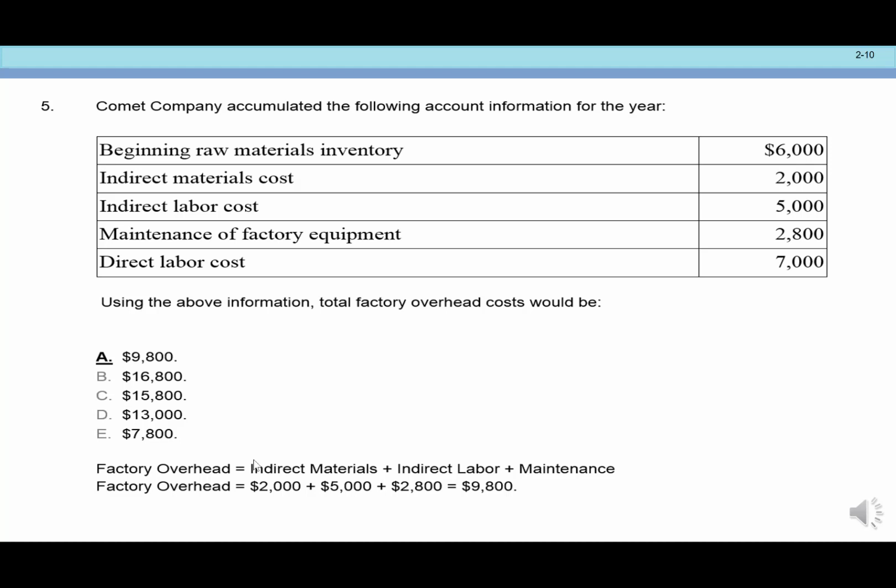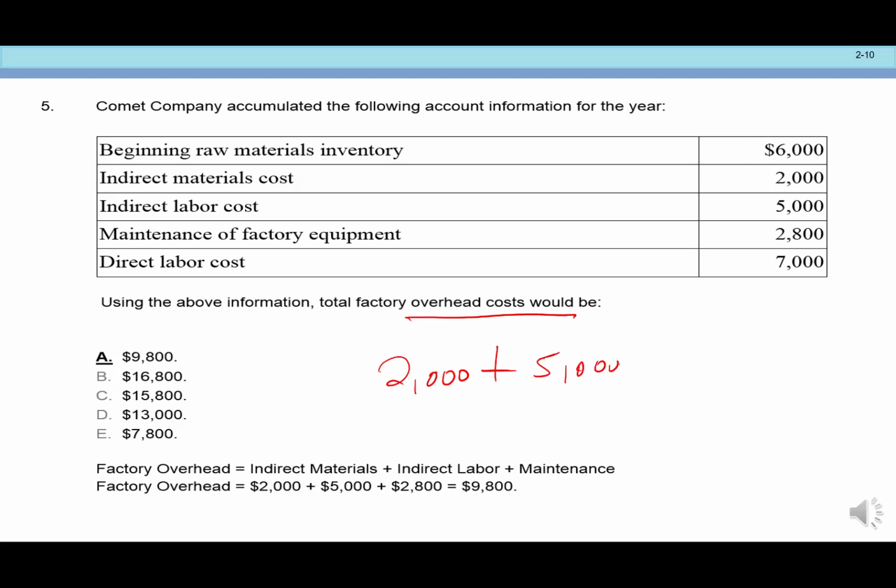Okay, good. So, using the above information, total factory overhead. If we're looking for overhead, we're looking for indirect material, indirect labor, and the others, aren't we? So let's take a look. Is raw material an overhead item? No, it's material, right? How about indirect materials? Yep, got to pick that up, 2,000. How about indirect labor? Got to pick that up.